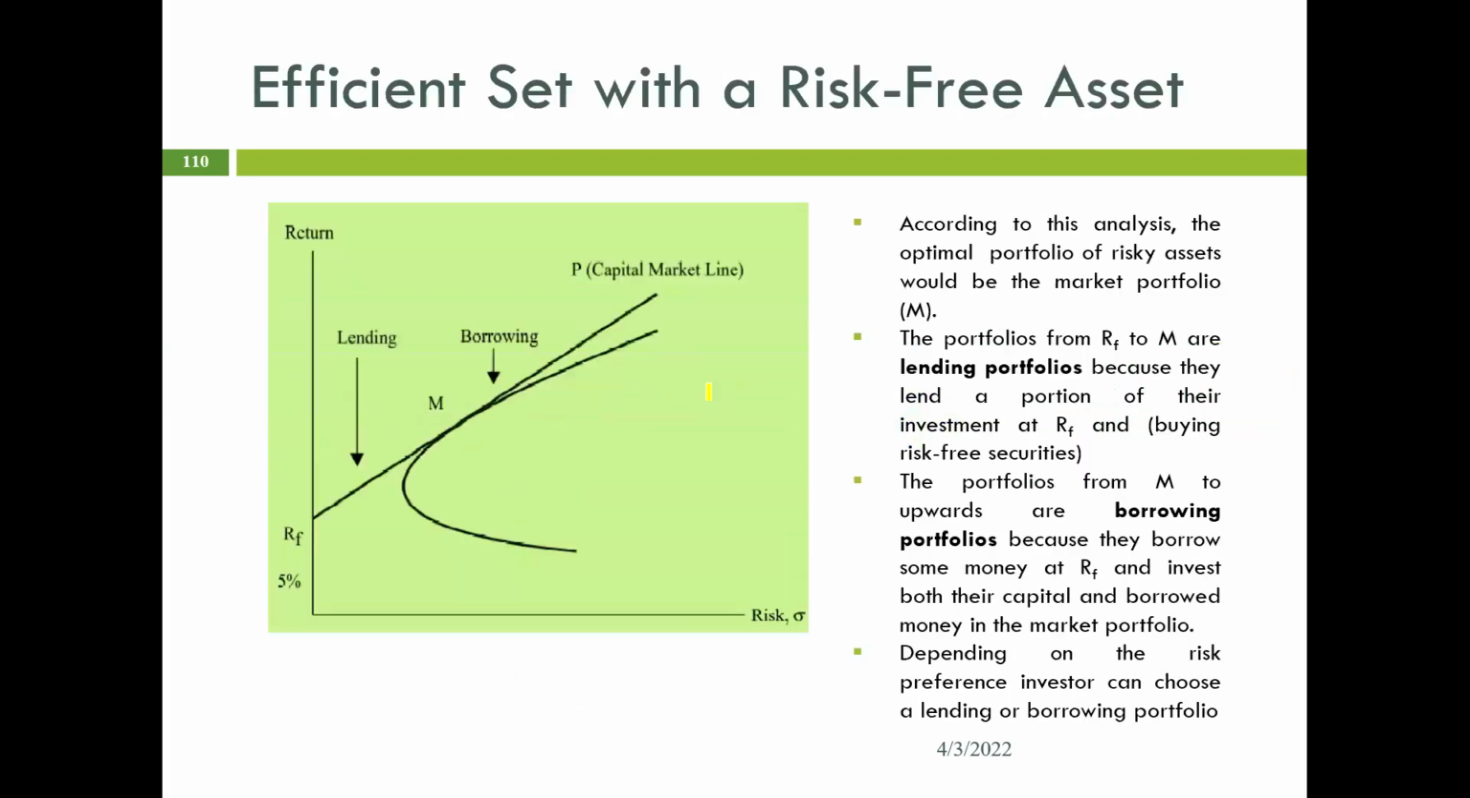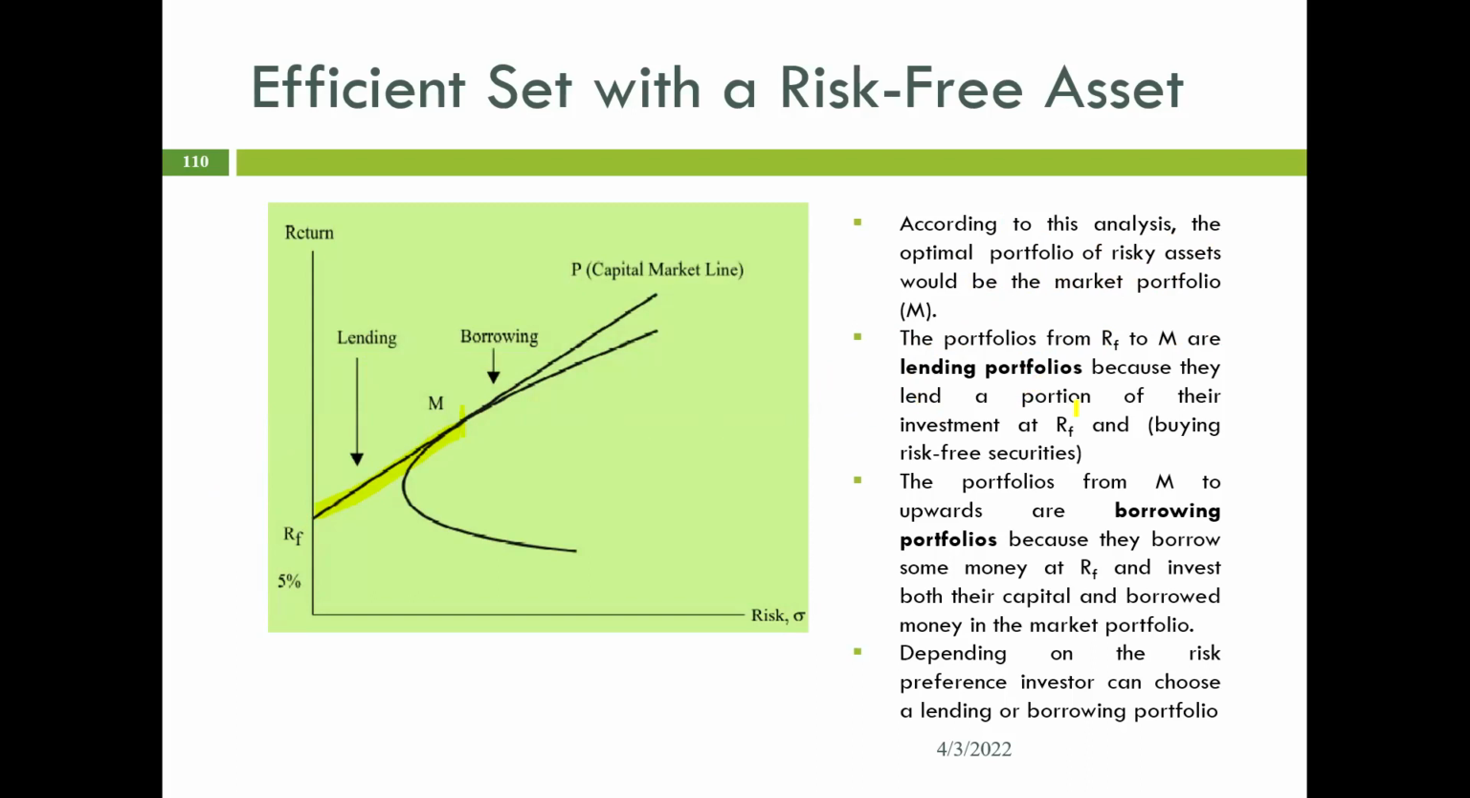So here, one of you asked about this lending portfolio, RF to M. According to this analysis, the optimal portfolio of risky assets would be the market portfolio. This is the market portfolio, right? The optimal portfolio of risky assets would be the market portfolio. Portfolios from RF to M, from here to here, we call the lending portfolio. Why?